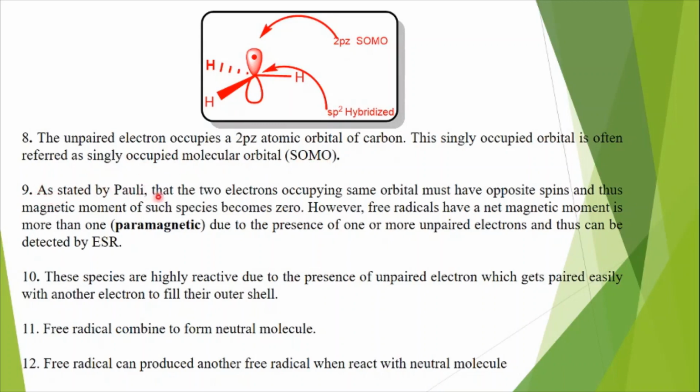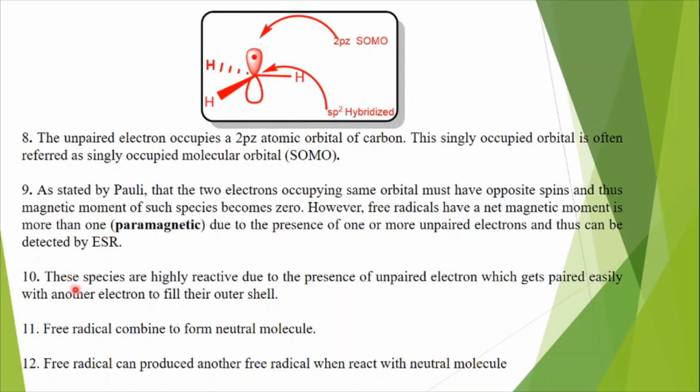As stated by Pauli, two electrons occupying the same orbital must have opposite spins, and thus the magnetic moment of such species becomes zero. However, free radicals have a net magnetic moment. So due to the presence of one or more unpaired electrons, radicals become paramagnetic, and thus they can be detected by ESR, electron spin resonance. By using this instrument, you can determine whether it is diamagnetic or paramagnetic.